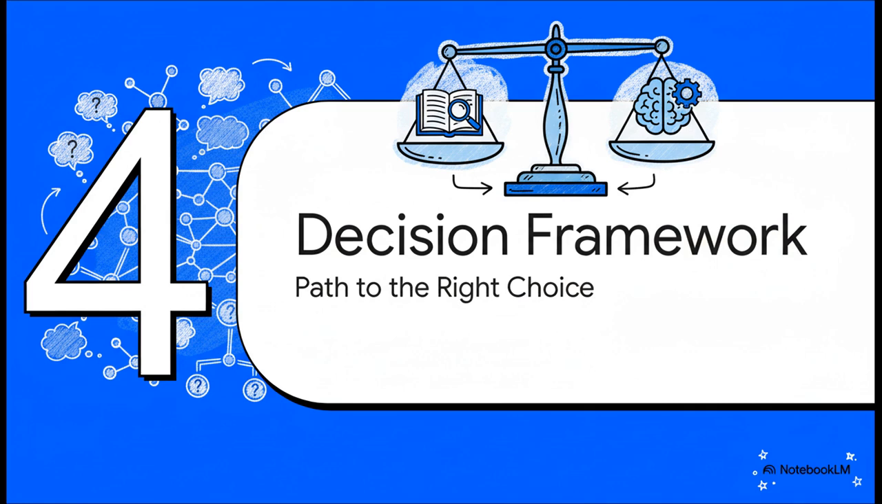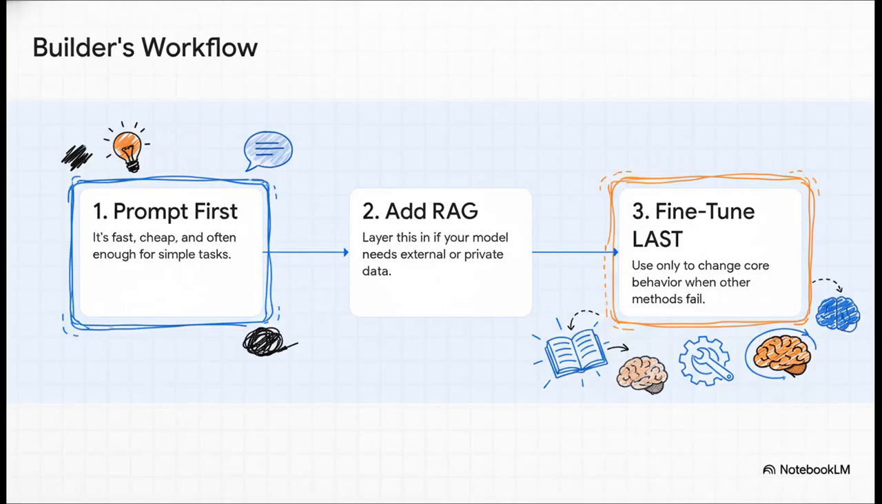Okay, so we get the individual pieces. But how do we put it all together into a strategy that you can actually use? Well, it turns out the path to the right choice is actually pretty simple. This right here is probably the single most important slide. You follow this order, no exceptions. You always start with prompting. Push it as far as it can go. If and only if you hit a knowledge problem, you layer RAG on top. And only as a final resort, if you have a deep behavioral problem that the other two can't fix, should you even think about the cost and complexity of fine-tuning.